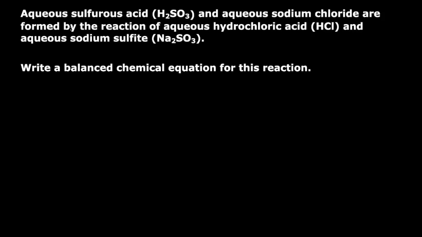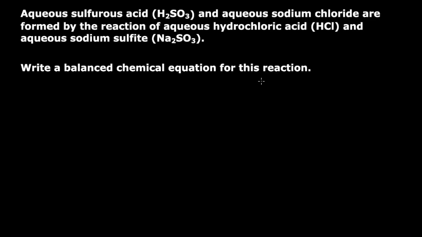Now, in this question, we have aqueous sulfurous acid, or H₂SO₃, and we have aqueous sodium chloride, and those are going to be formed by reacting this aqueous hydrochloric acid, or HCl, and this aqueous sodium sulfite, or Na₂SO₃. And what we want to do is write down this chemical reaction and then balance it.